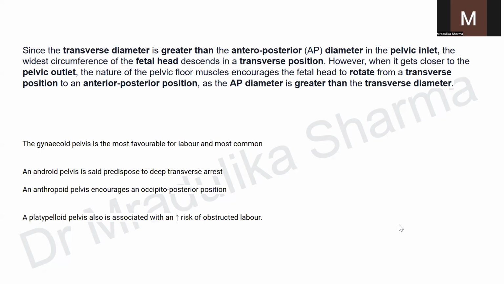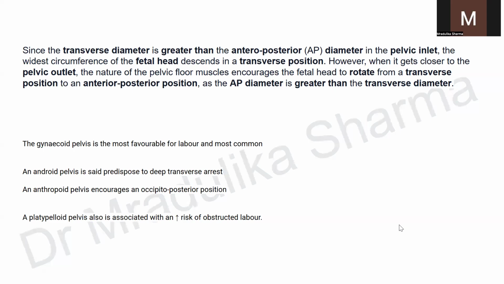There are four kinds of pelvis: the gynecoid, android, anthropoid, and platypelloid. The gynecoid pelvis is the most favorable for labor and the most common. The android pelvis is disposed to deep transverse arrest, basically a stoppage of labor. The anthropoid pelvis encourages an occipito-posterior position of the fetal skull, and a difficult labor has to be gone through then. And the platypelloid pelvis is also associated with an increased risk of obstructed labor.